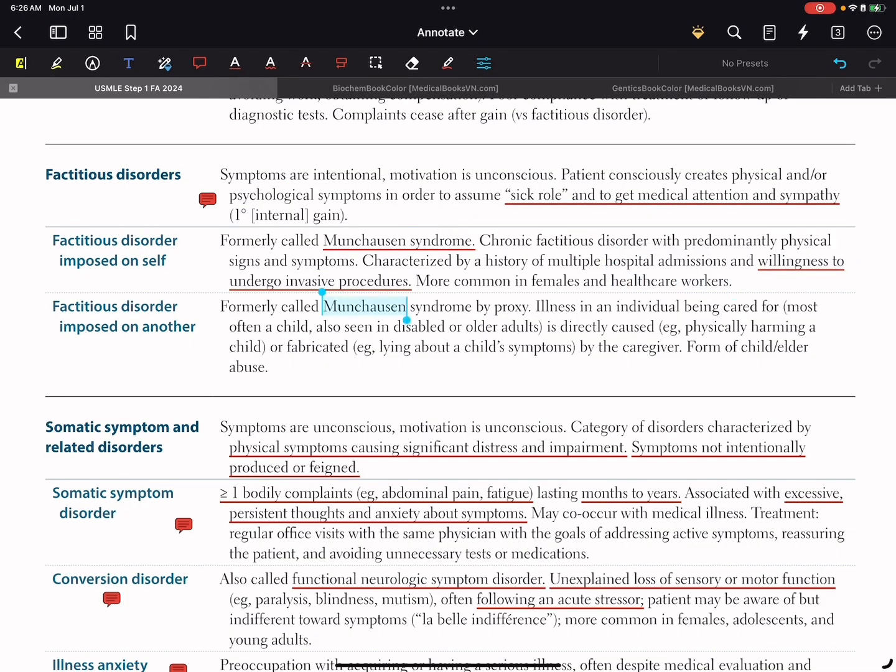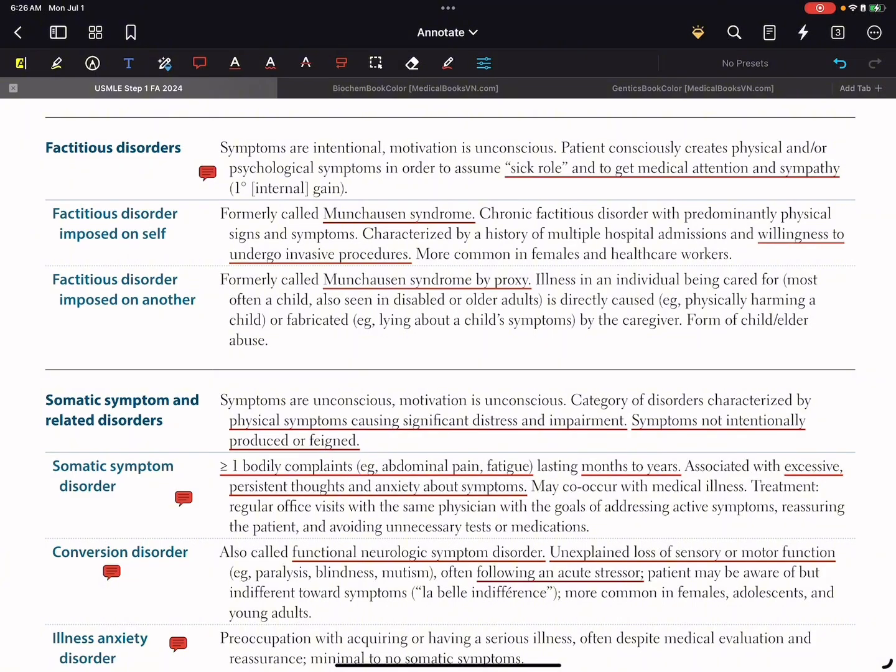This one, the other one, factitious disorder imposed on others, is Munchausen syndrome by proxy: illness in an individual being cared for, most often a child, also seen in disabled or older adults, is directly caused by physically harming the individual or fabricated by lying about their symptoms by the caregiver. It is a form of child and elder abuse. Okay.